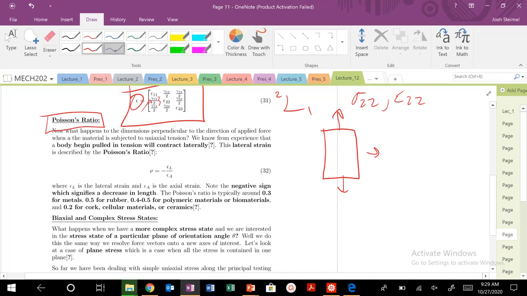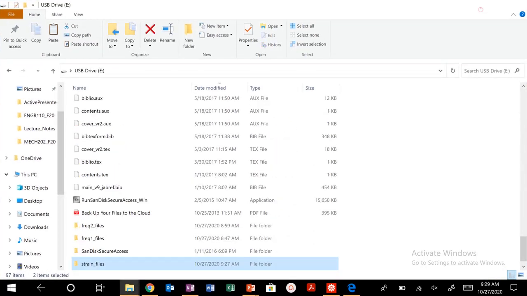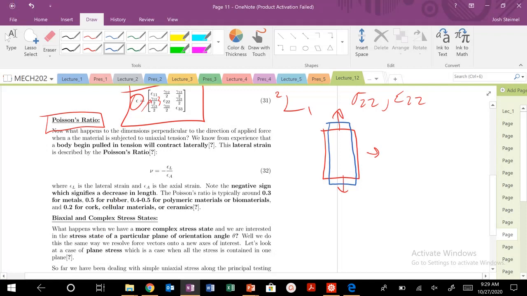Well, actually, I'm going to draw it on here. My material is going to extend laterally, so you can kind of look at this. We could redraw this as my lateral and axial to match our notes here. It is going to extend axially. I make a mistake every once in a while there too. So we're going to extend axially, and we're going to contract laterally.